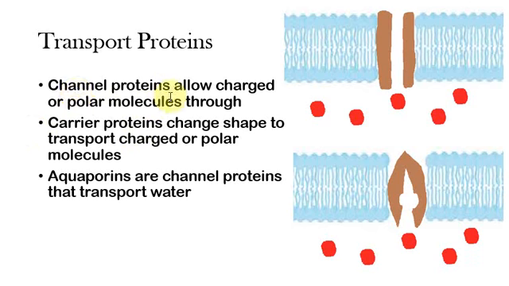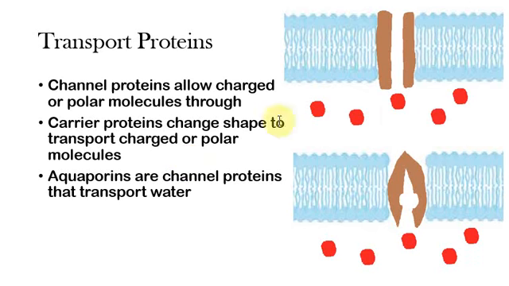Channel proteins are transport proteins that allow charged or polar molecules through, and they just allow it through a channel. That's where it gets its name. The molecule will just pass through an opening in the protein. On the other hand, carrier proteins will actually bond with that molecule through an intermolecular force, and that will cause it to change its shape and transport the charged or polar molecule across the membrane.